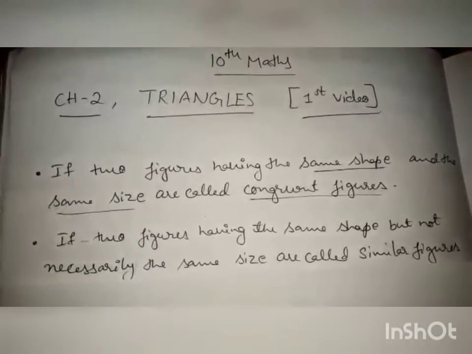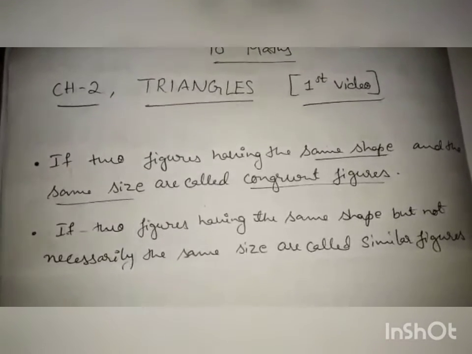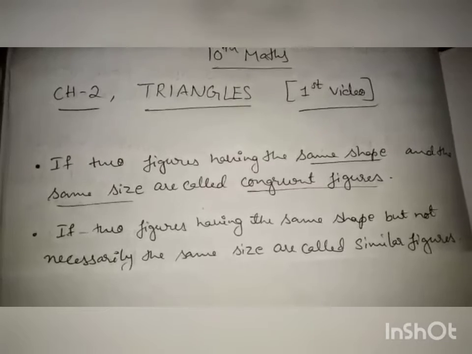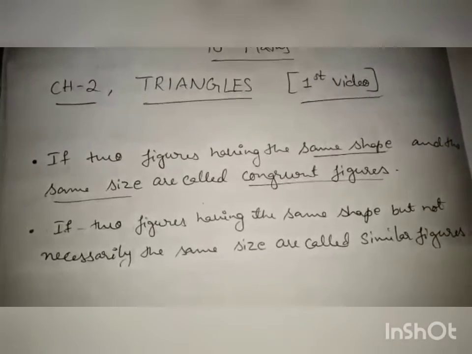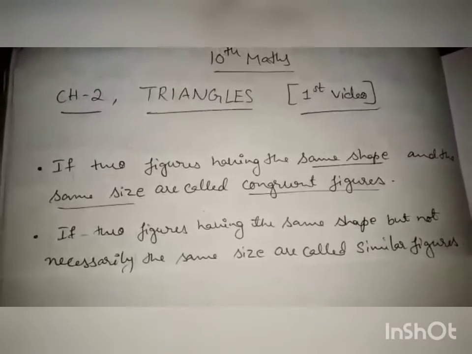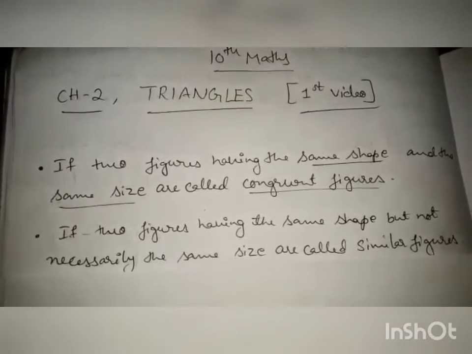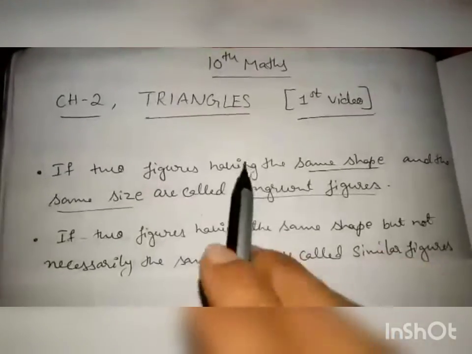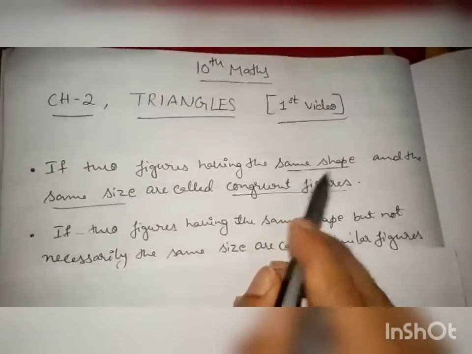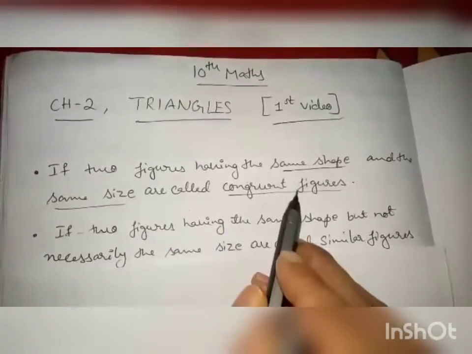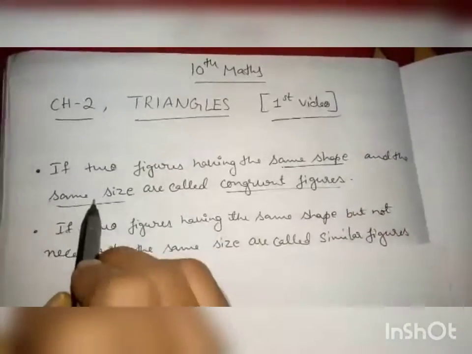So till now we have studied congruent. In the previous year we have studied congruent triangles. Here you will be studying similar figures, similar triangles. So whether these congruent and similar triangles are same or different, let us see. What does congruent mean? Two figures having the same shape and same size are called congruent figures. So it will have same shape and same size.